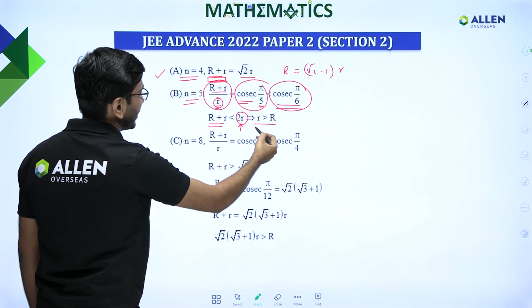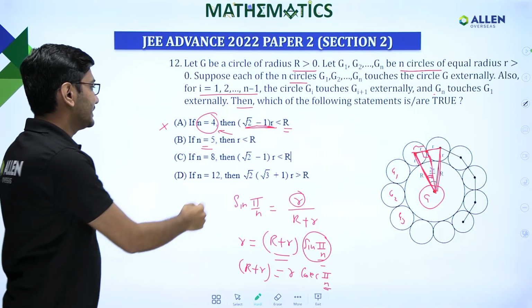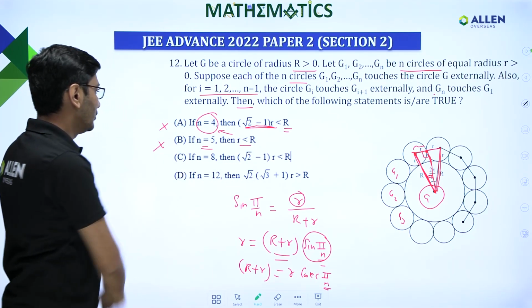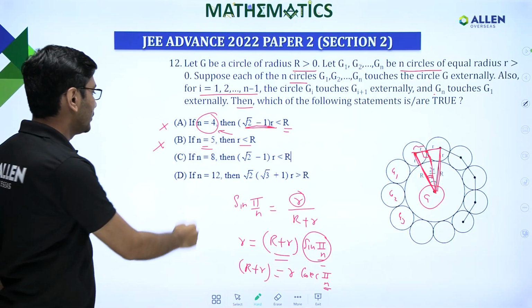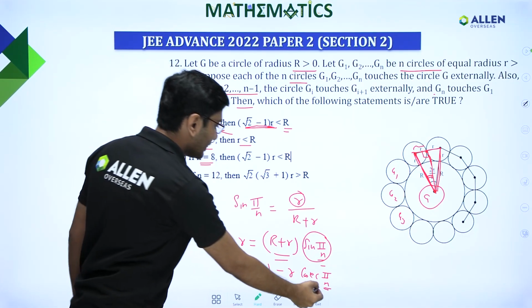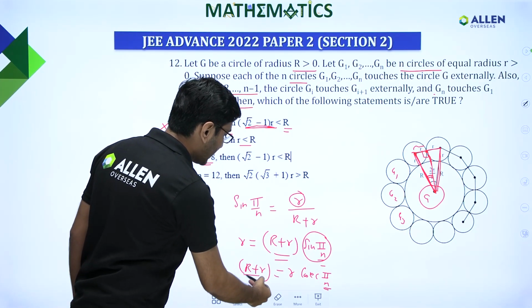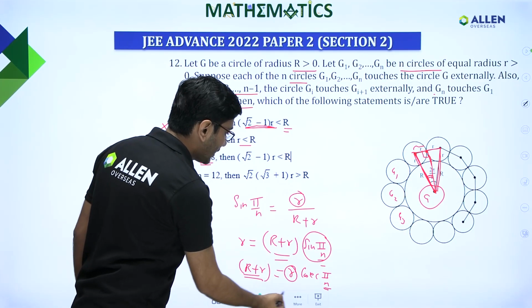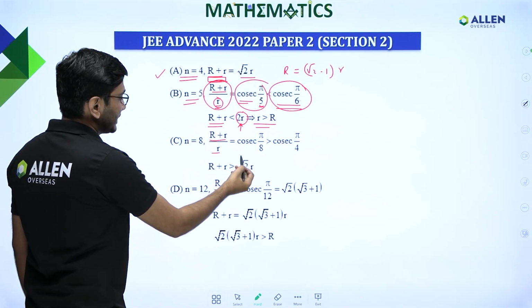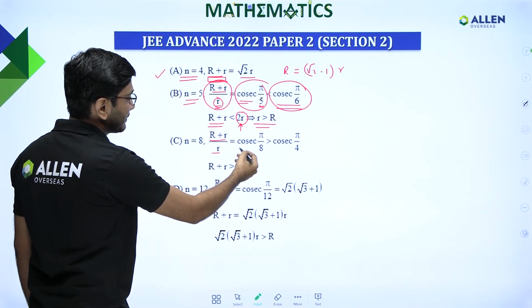So solving, we get small r is greater than capital R, but option B is saying that small r is smaller than capital R, so option B is also false. Now just put n equal to 8 in this equation. Then (capital R plus small r) divided by small r, you will get cosec of pi by 8.